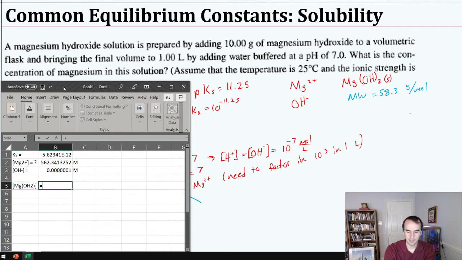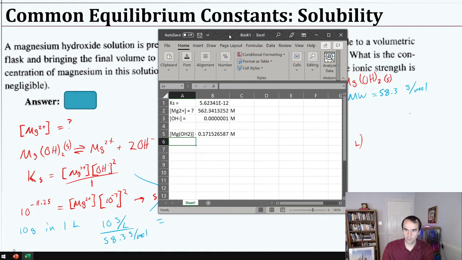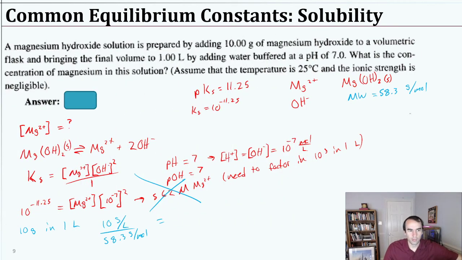So the amount we added in there was 10 divided by 58.3. That should be 0.17 moles per liter of MgOH2. Okay, so with that, write that in. 0.17 moles per liter. If we're looking for the concentration of magnesium in the solution, one thing we can see here is that for every 1 mole of this we dissolve, we have 1 mole of Mg2+. And so really that's going to be our answer.